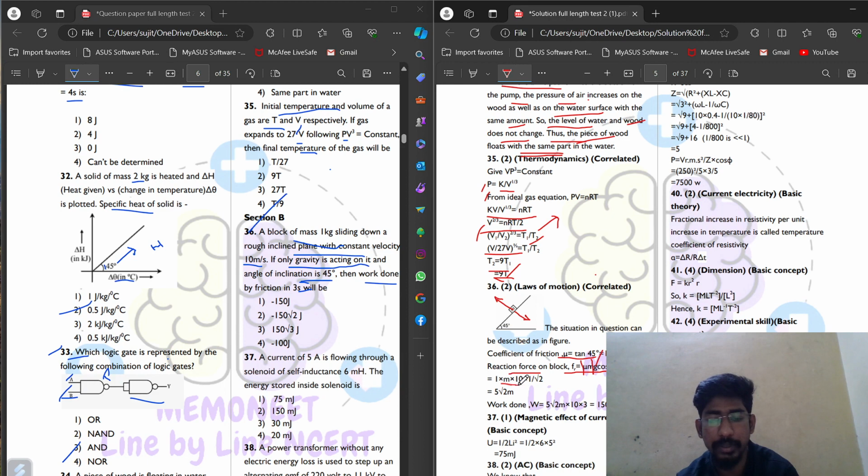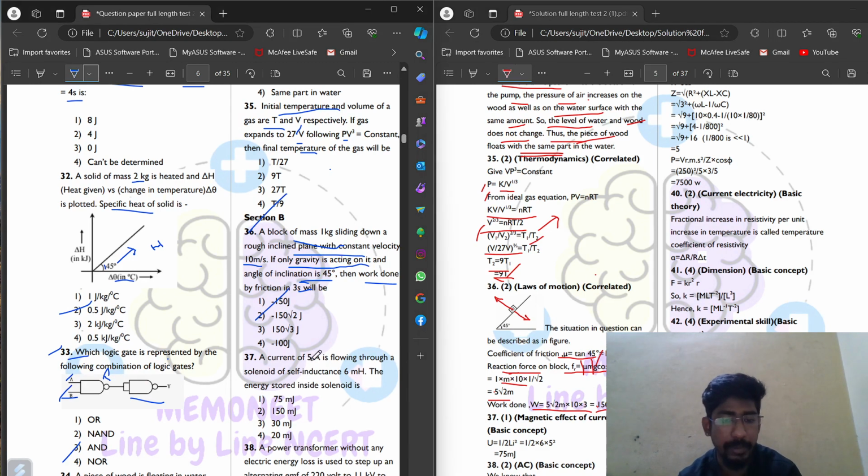So put the value, you will get the value of force. Force into displacement will give the work done. Here it is already said that the force is a reaction force. That means there will be a negative sign, right? Reaction forces always have a negative sign. So in the place of work done, you will put a negative sign. Therefore, the answer will be negative only: minus 150 root 2. That means option number 2 is correct.